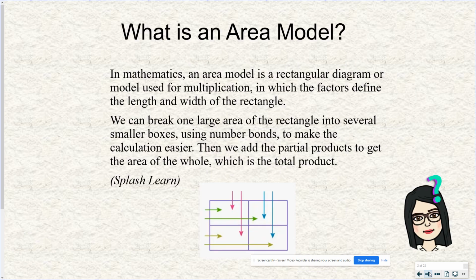What is an area model? In mathematics, an area model is a rectangular diagram or model used for multiplication, in which the factors define the length and width of the rectangle. We can break one large area of the rectangle into several smaller boxes using number bonds to make the calculation easier. Then we add the partial products to get the area of the whole, which is the total product.